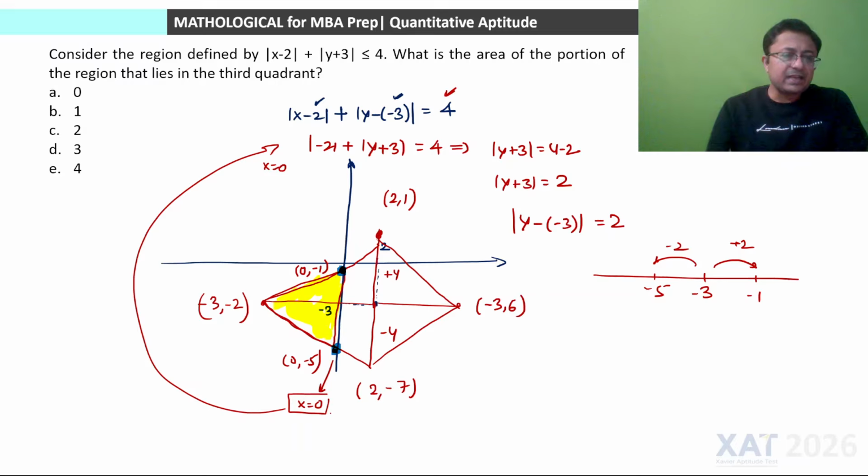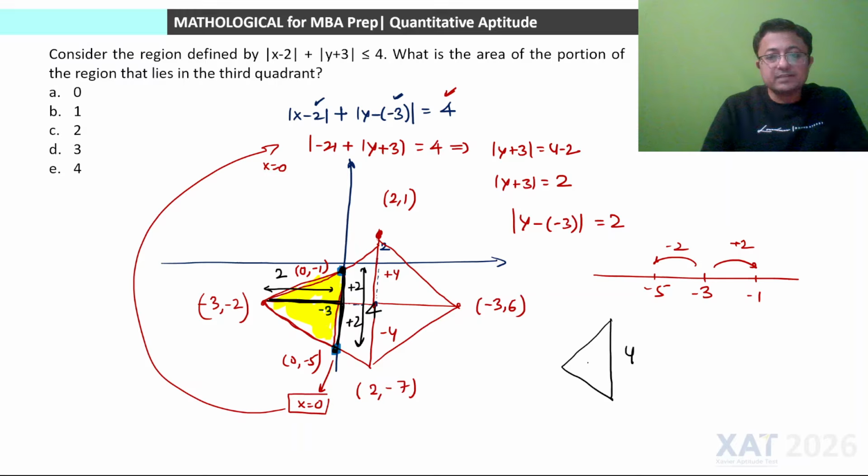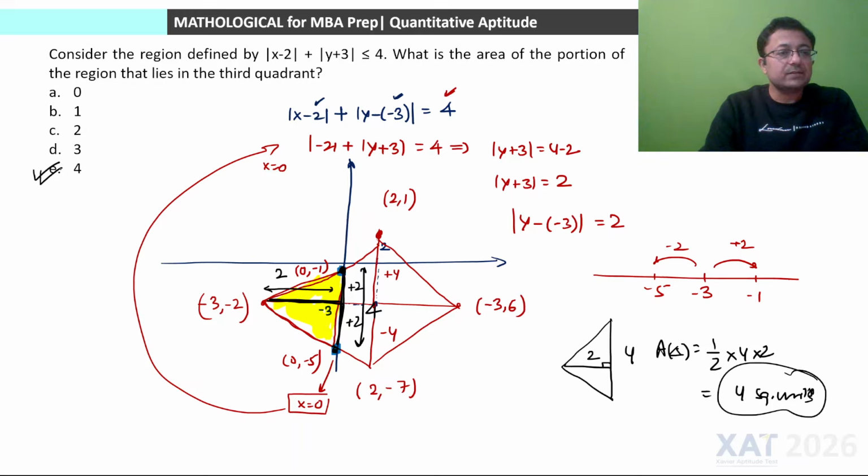But we didn't need the points as such, we needed the distances. We have to find the area of the triangle, so we have this height here and this base value. This base is equal to 4, this is 2, this is 2, so the total base is 4. And this height here, minus 3 and minus 2, so this height is equal to 2. So for this triangle, base is 4 and height is 2. The area of this triangle will be 1 by 2 into base into height, 1 by 2 into 4 into 2, which is equal to 4 square units. Option E will be the answer.